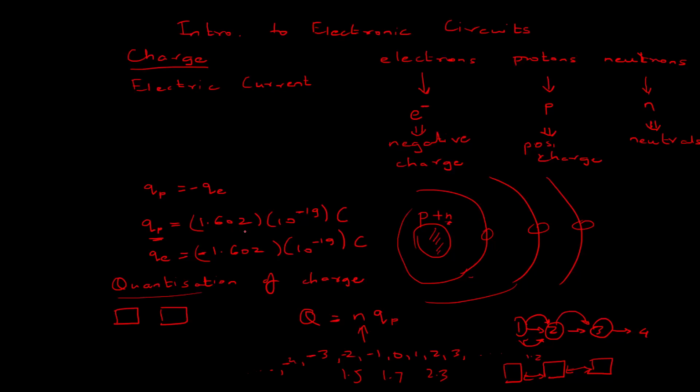So you can have 1.6 times 10 to the power negative 19 coulombs, then 3.2 times 10 to the power negative 19 coulombs, then 4.8 times 10 to the power negative 19 coulombs. That is the first multiple, second multiple, third multiple. But you cannot have 1.5 times this charge, or 1.653 times 10 to the power negative 19. It's not possible. So that's the quantization of charge.